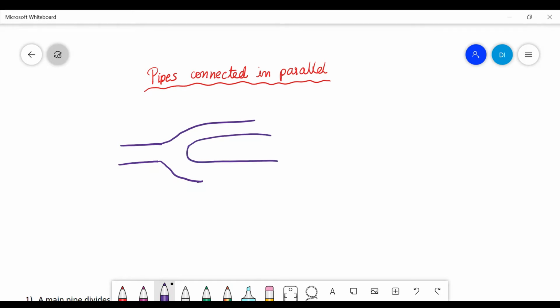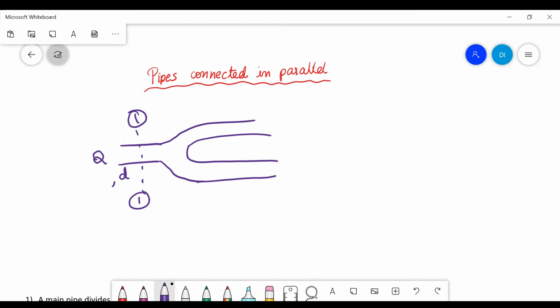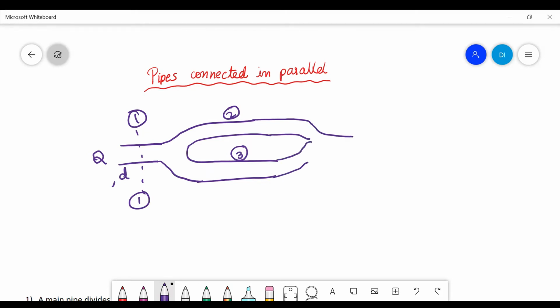So we can say, for example, we have a pipe, and at section 1 we have discharge Q and diameter D, and at section 1 this main pipe gets divided into two pipes, say 2 and 3. The lengths of these two pipes before they reunite are L1 with diameter D1, and L2 with diameter D2. And at section 2 they get reunited into a single pipe again.